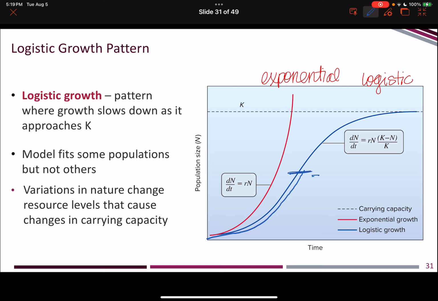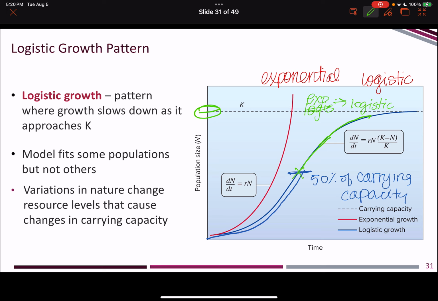But then right around 50% of carrying capacity, it actually switches from exponential growth to logistic growth. So right there at that 50% mark, you can see that the growth rate actually starts to slow down a little bit. And then as we get closer to that carrying capacity, it slows down even more and levels out.